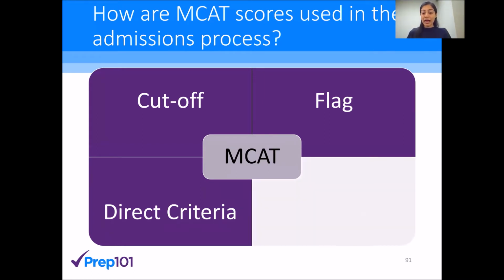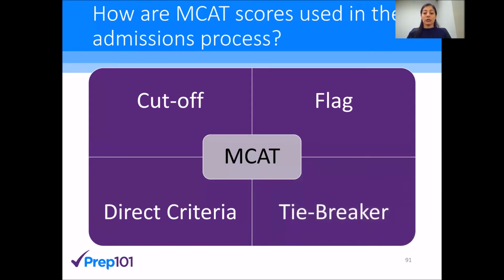Okay, and the last way is as a tiebreaker. This is when medical schools evaluate a couple, maybe even just 2 candidates side by side that have done very similarly in terms of their application. To distinguish between the 2 candidates, they're going to use your MCAT score as a tiebreaker.